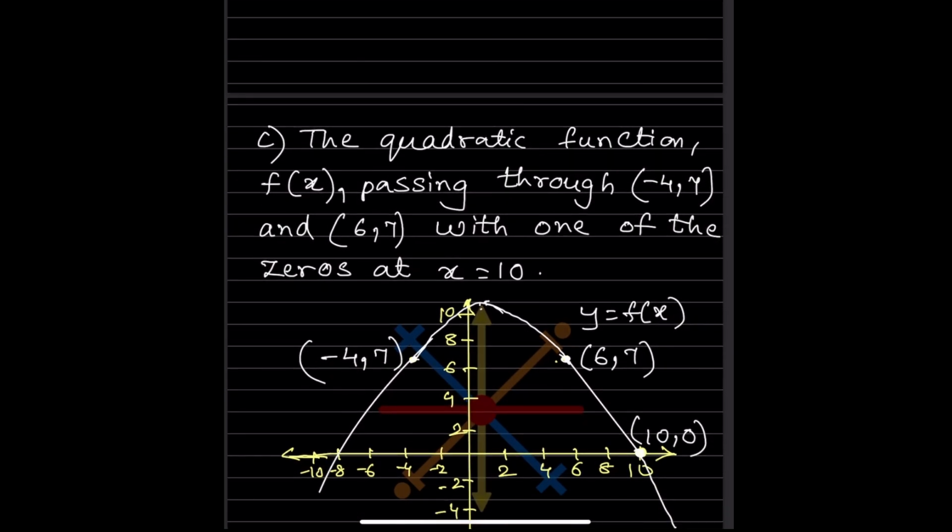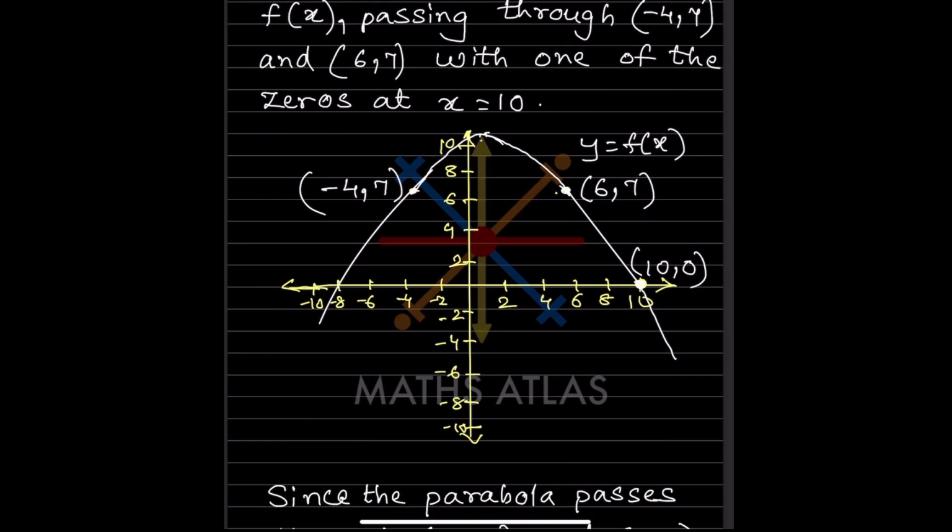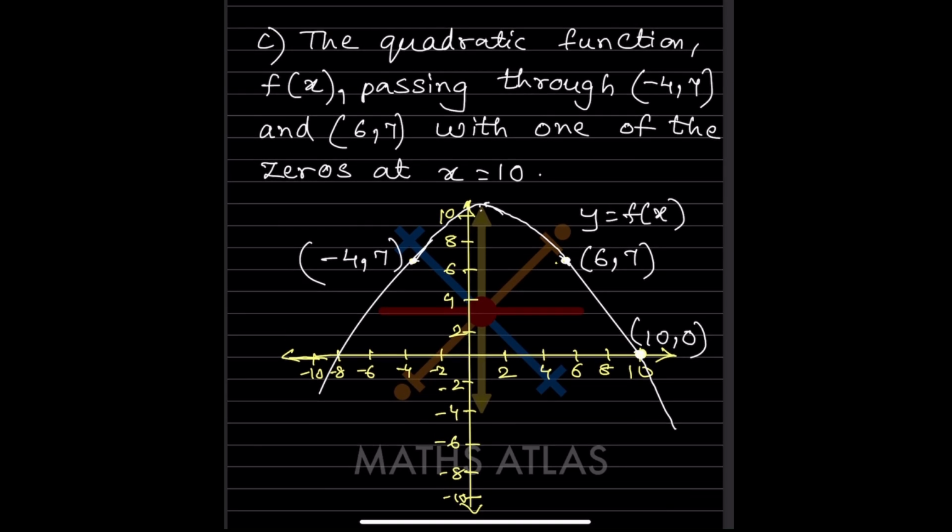Now the next one: the quadratic function f of x passing through minus 4 and 7, and 6 and 7, with one of the zeros at x is equal to 10. So now what will you do? Here we can see f of x passing through minus 4 and 7. So here you can see minus 4 and this is 7. So this is the point over here, and 6 and 7 means 6 is here and 7 is here. With one of the zeros as x is equal to 10.